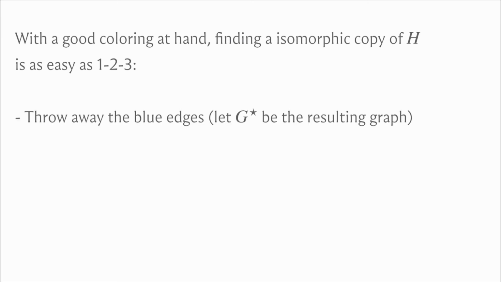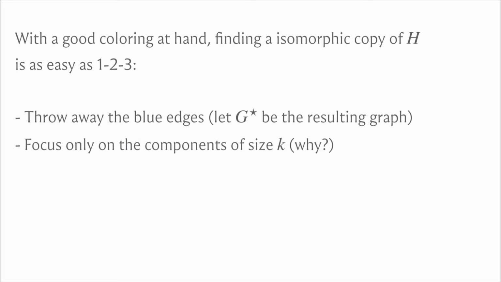So to begin with, you can just throw away the blue edges. This is like tearing up the paper. And why can we throw away the blue edges? Well, we know that the blue edges never participate in the solution H star, so we might as well delete them. But the crucial thing happens next, which is that after deleting the blue edges, when you look at the connected components that the graph disintegrates into, then if H star did exist, it's going to be exactly one of these components. So in particular, this means that we can only focus on components that have k vertices.